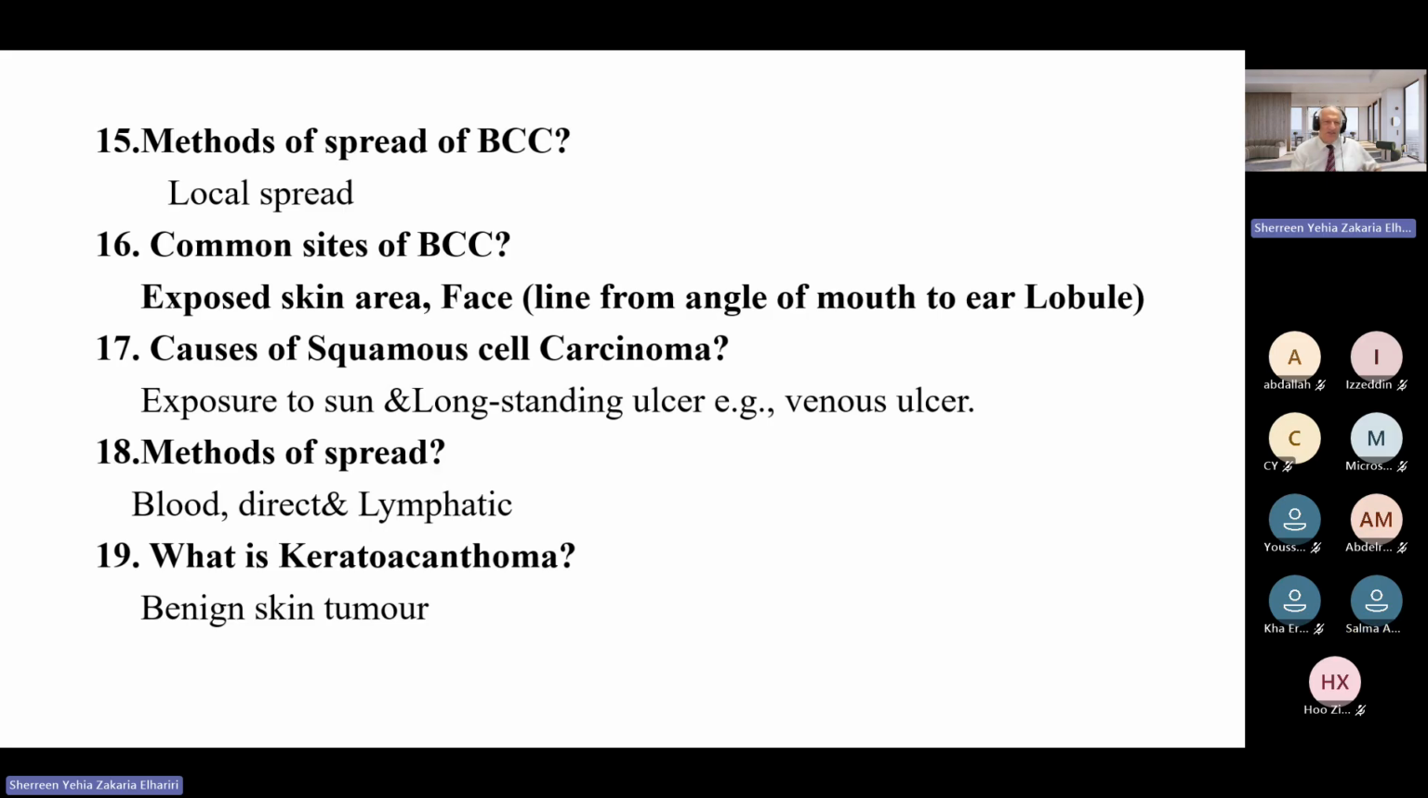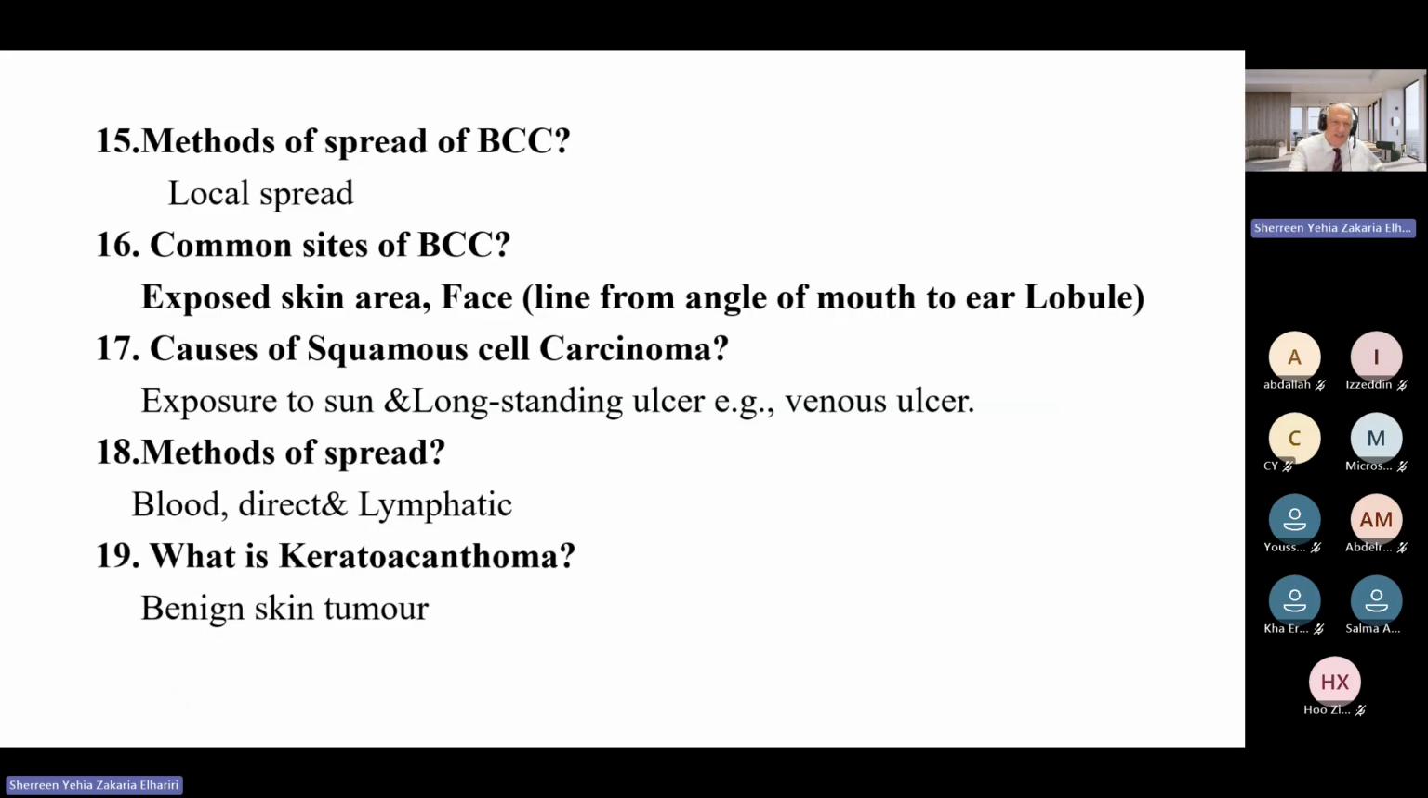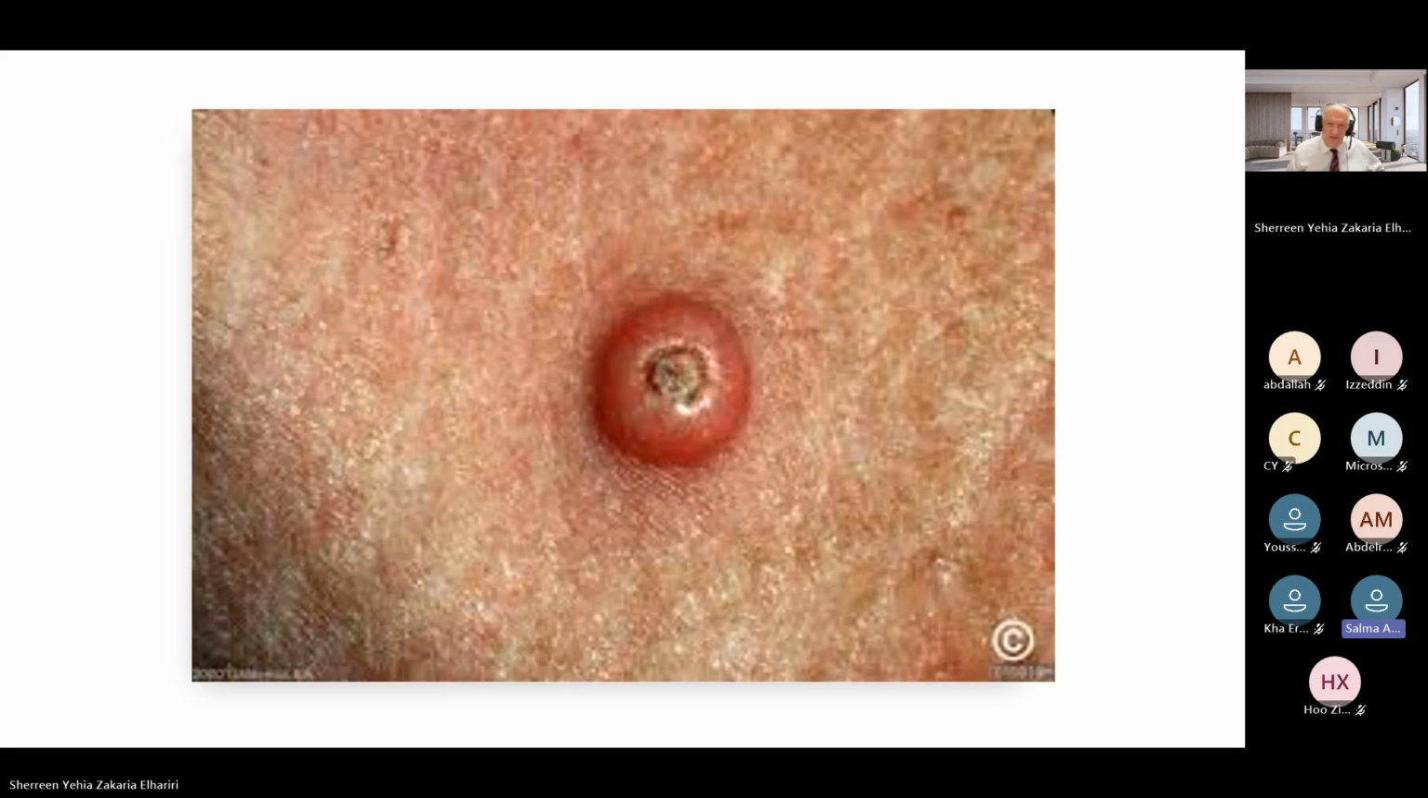Method of spread of squamous cell carcinoma? Lymphatics, blood, and local. Okay. What is keratoacanthoma? Keratoacanthoma is a benign lesion presenting as a nodule with central ulceration. No, it is central keratin, not ulcer. It's a depression full of keratin. This is a picture. It mimics squamous cell carcinoma, but it is benign, not precancerous. It's called keratoacanthoma.